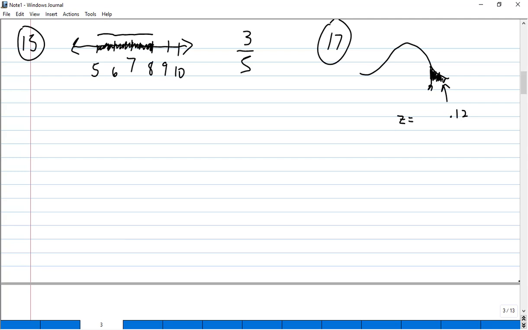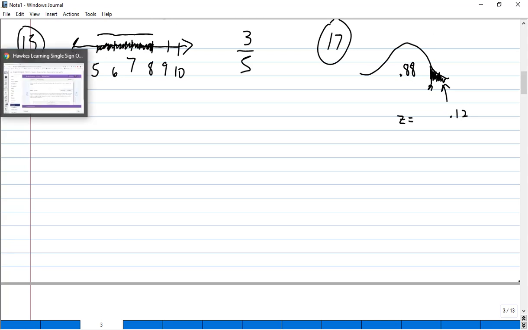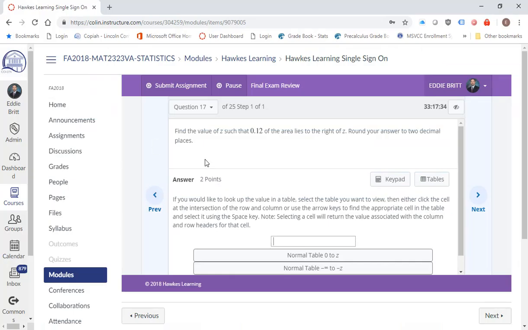Well, remember, if we look up a z-score, our tables give us the area to the left of that z-score. So what I need to do is go to my table. I need to say 1 minus 0.12, that would be 0.88. So I'm looking for an area closest to 0.88. I'm not looking up a z-score of 0.88. I'm looking for an area in the table as close to 0.88 as I can get.